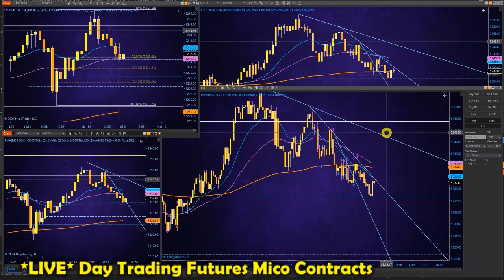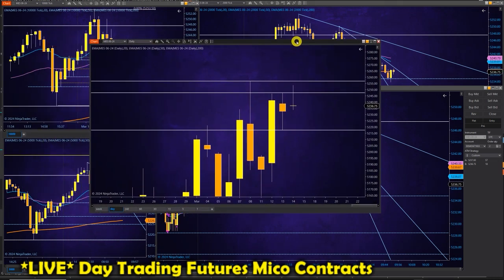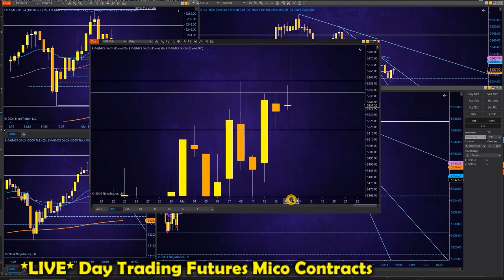So I'm still going to be looking for longs. Why? Because the day chart's still bullish and the hour chart's bullish. And as long as the 15-minute and the 10,000 tick charts are bullish, I want to go long. I think I should go long.